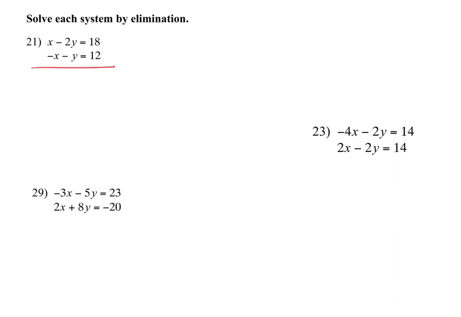I can just say, well, just add these. Positive 1 and negative 1 cancel. Negative 2 and negative 1 give me a negative 3y. 18 and 12 give me a positive 30. And then I can just divide both sides by negative 3. And I have that y equals negative 10. So in this case, I know the y value. To find my x value, plug it into either equation. x minus 2 times negative 10 equals 18.